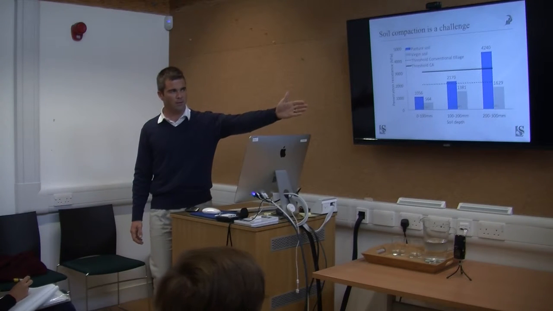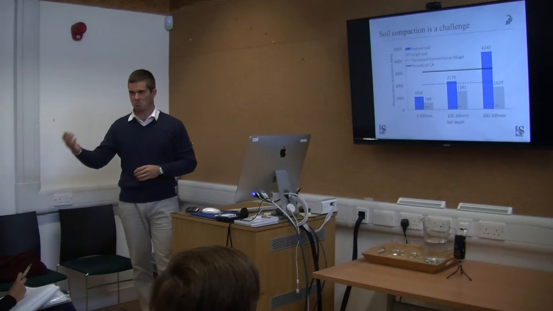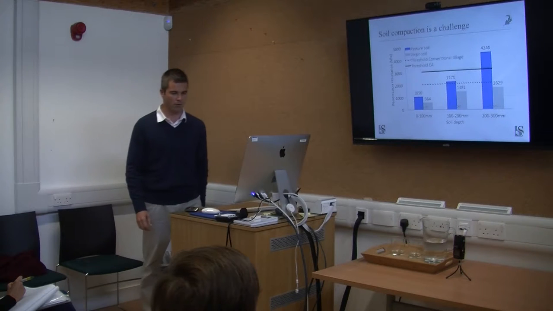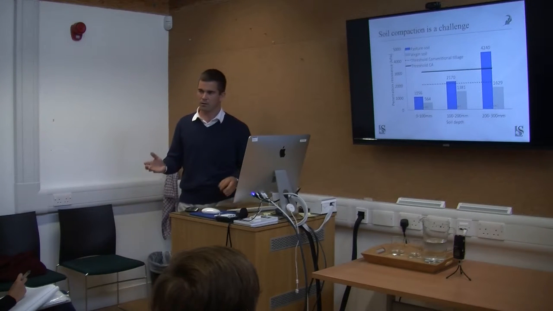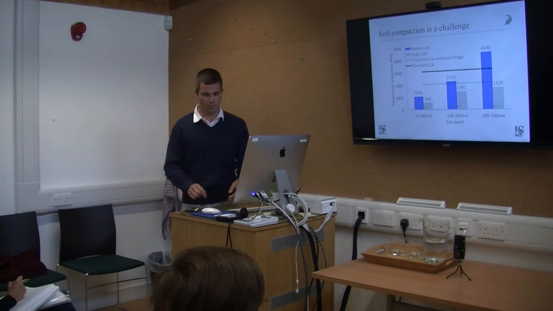Even in the layer 200 to 300 millimeters deep, the soil was so compact or dense that it will certainly limit root penetration. And that's not the characteristic of the soil in its natural state, so it's not supposed to be like that.